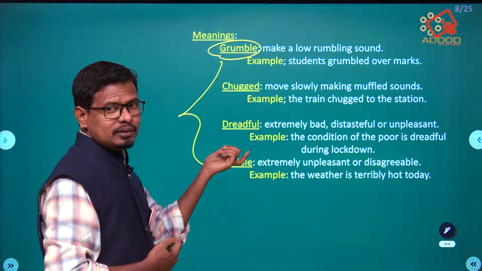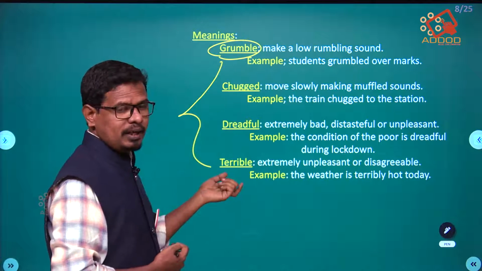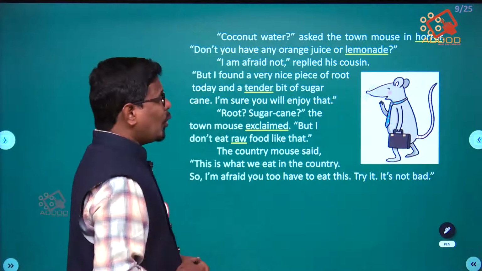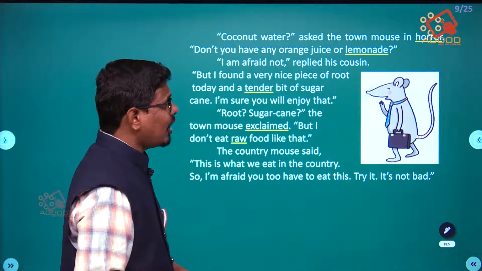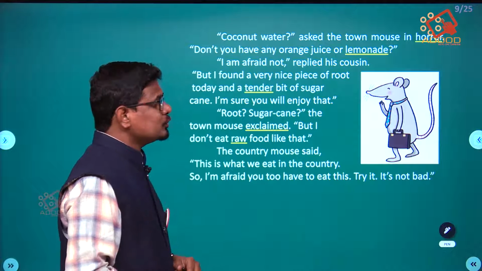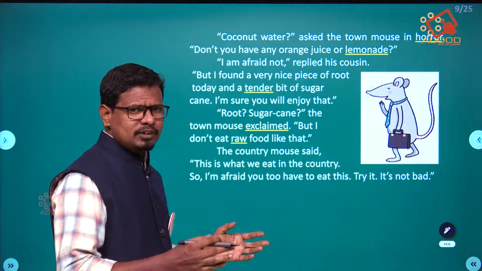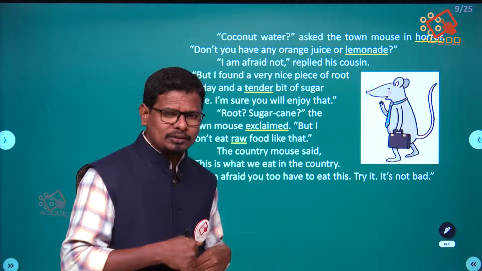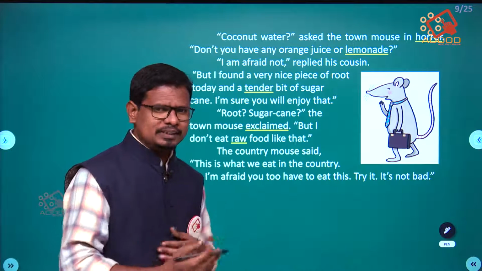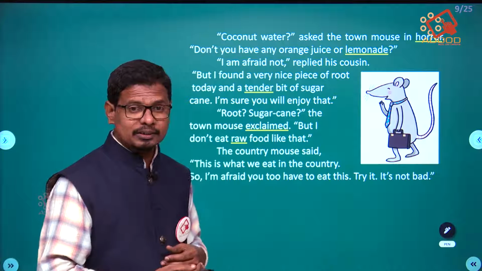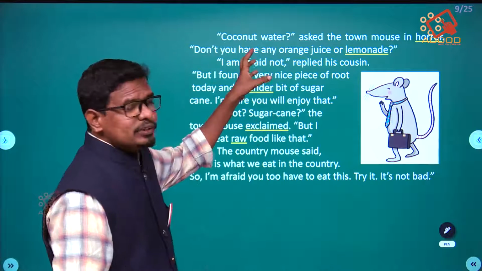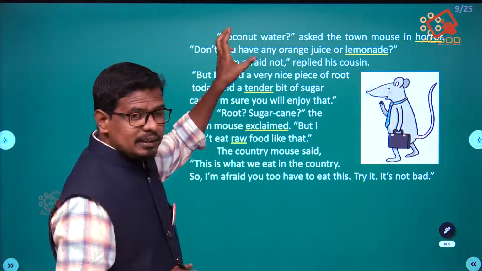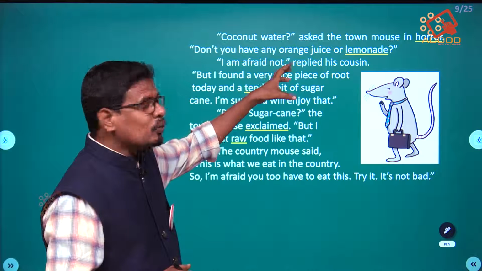Now you have to make your own sentences using these words and try to find the synonyms and antonyms for these words. "Coconut water?" asked the town mouse in horror. "Don't you have any orange juice or lemonade?" Coconut water? In the countryside, people take water or coconut water. Of course, these days people take soft drinks as well in the villages. But maybe when the story was written, the writer wanted to convey that in the countryside, people take water or coconut water.